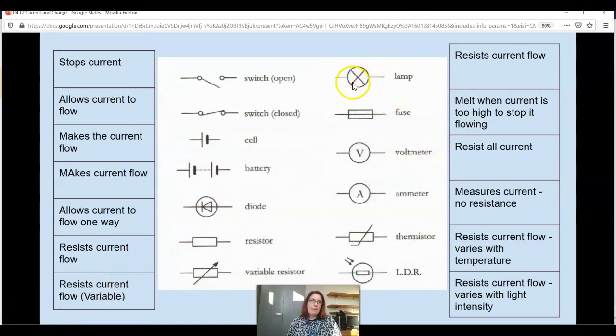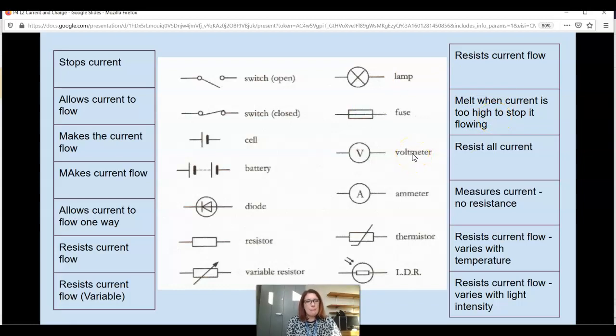Okay, so this is a lamp or a bulb. A lamp or a bulb is a resistor, but it doesn't have a fixed resistance, which means that as it gets hot, its resistance changes. So a lamp will resist current flow, but it varies depending on its temperature. Okay, this is a fuse. It is a very, very thin piece of wire, and if the current gets too high, the wire melts and the circuit breaks. So the idea of the wire is to melt when the current is too high to stop it flowing.